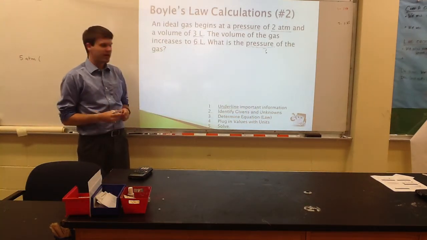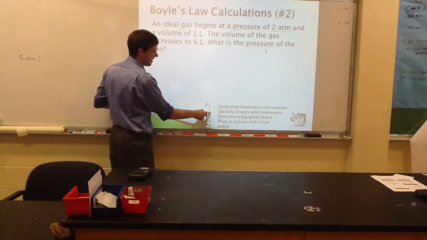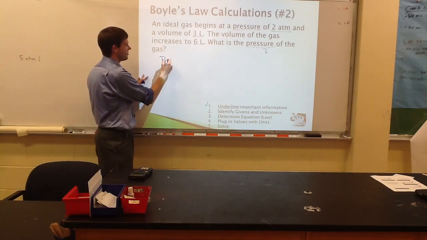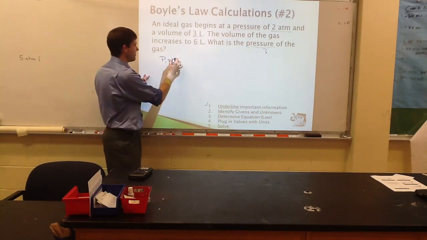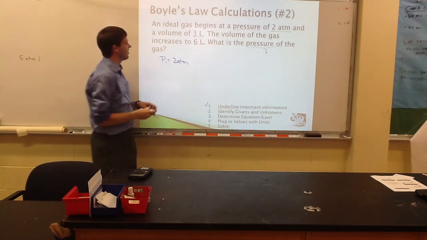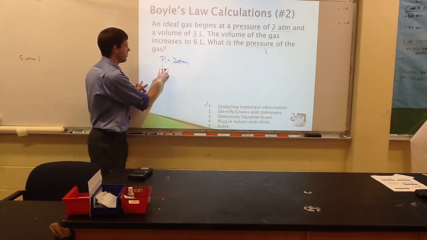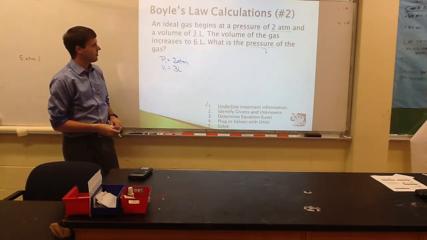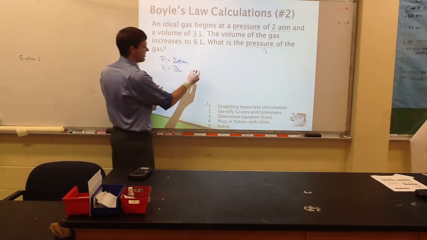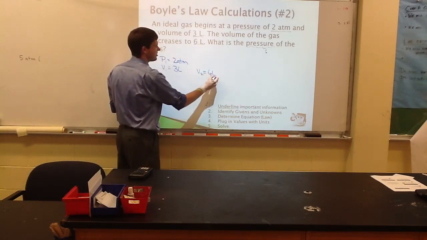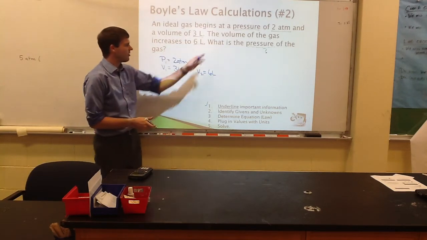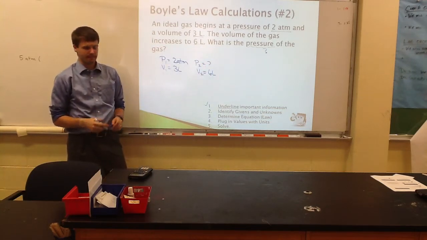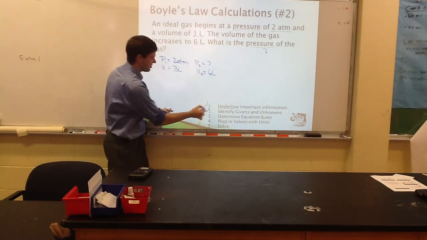Let's now identify our givens and our unknowns. So we have an initial pressure, P1, equal to 2 atm. And we have a volume, V1, equal to 3 liters. We see a new volume, V2, equal to 6 liters. And we know that we are trying to find a new pressure, P2. So we've just finished number 2.